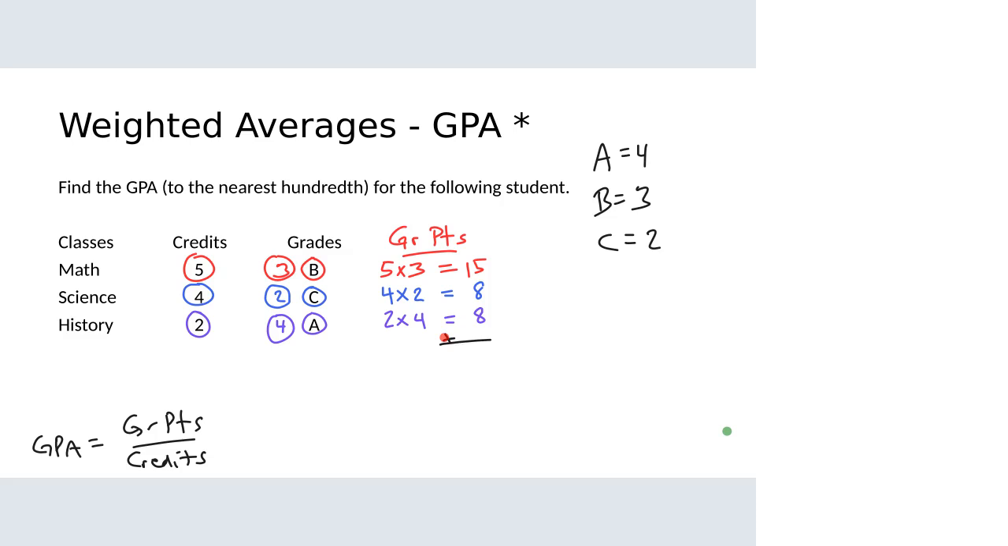Let's see, 15 plus 8 plus 8 is 31. That's just coincidence that it was the same both times. It's not always 31, I promise. And then 5 and 4 is 9, 10, 11 credits. And so 31 grade points divided by 11 credits is 2.818181. Oops.